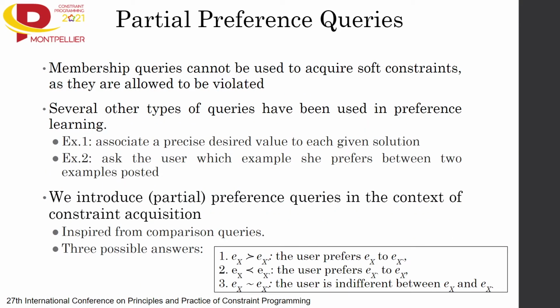Let's now focus on the partial preference queries that we introduce in constraint acquisition. They are inspired by works from preference learning, specifically from the comparison queries. We believe that this type of query is simple enough for a user to answer without requiring high expertise, in contrast to other types of queries that are used in preference elicitation.